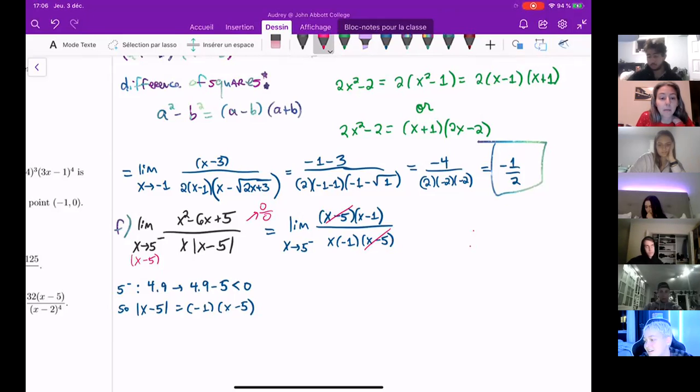So it's x minus 1, the other factor on top. Good job, guys. -4/5. What kind of discontinuity is 5?